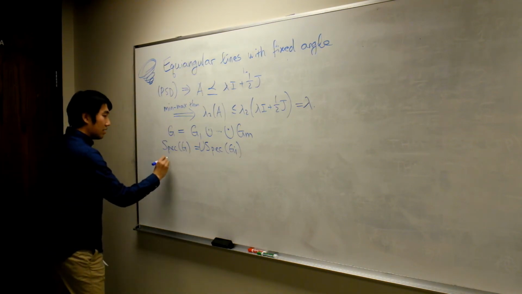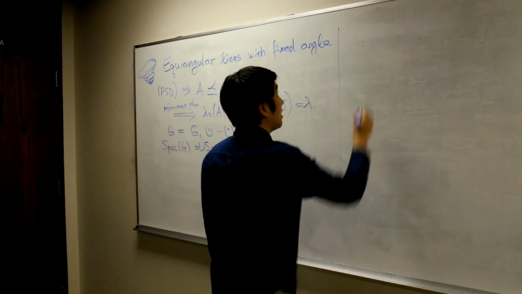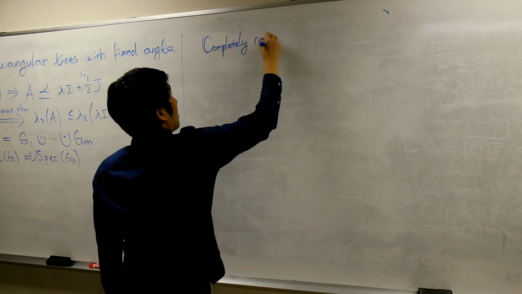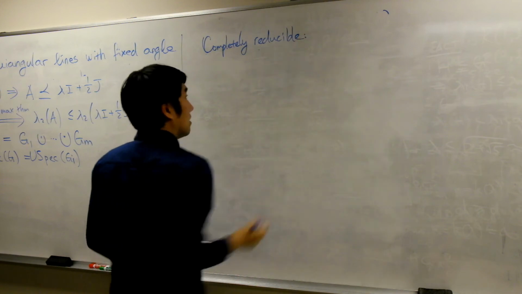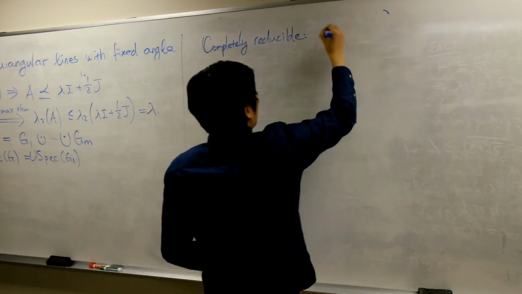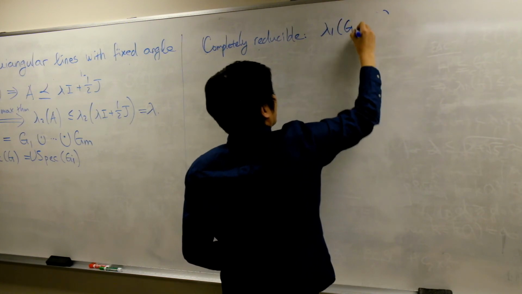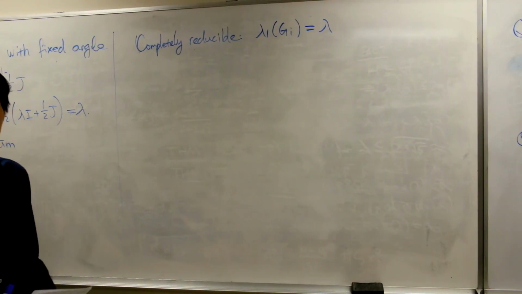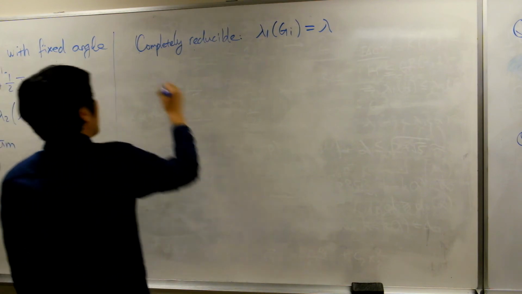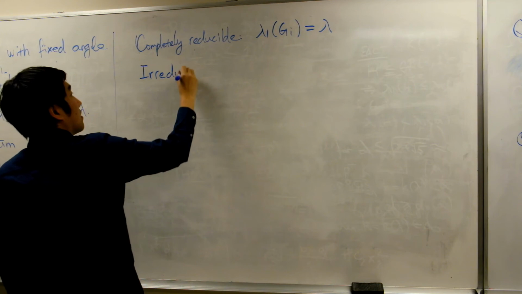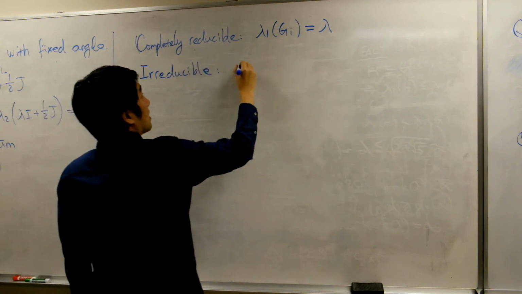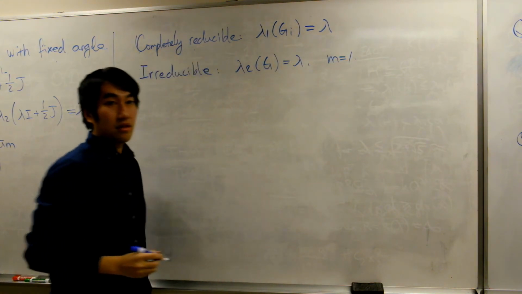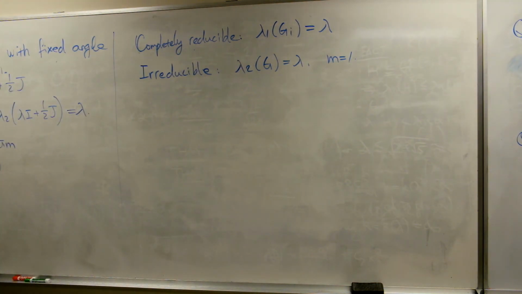It just turns out that there are two cases we need to consider. Okay? In the one case, I will call it the completely reducible case, which says the largest eigenvalue of each connected component is equal to lambda. Okay. And there is an irreducible case, which says lambda 2 of G is equal to lambda, and there is only one connected component. Okay. These are the only interesting cases we need to consider.